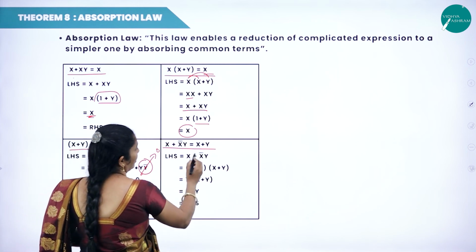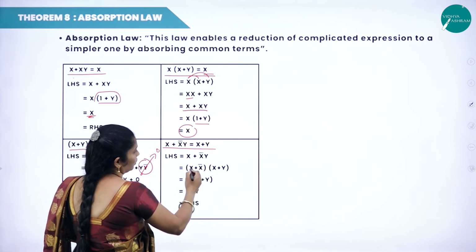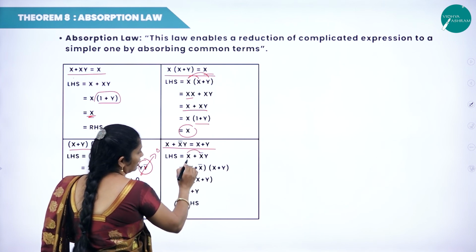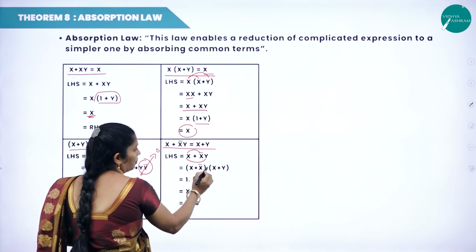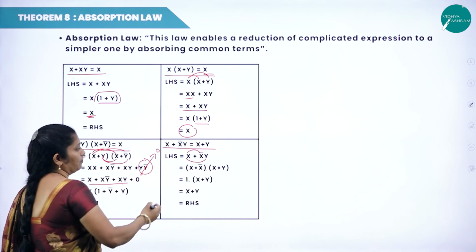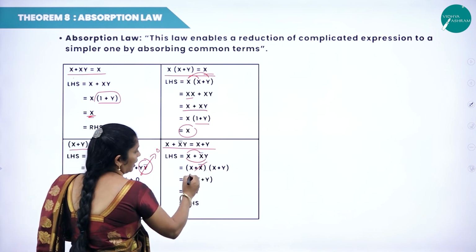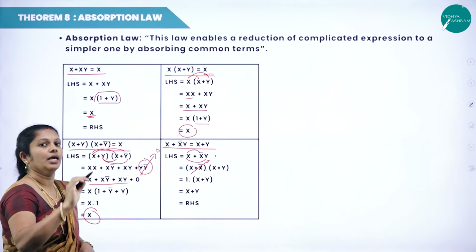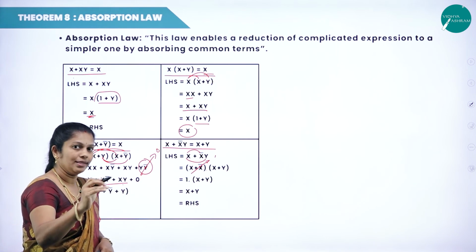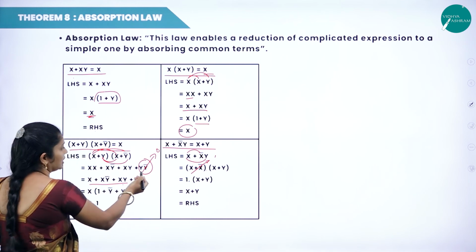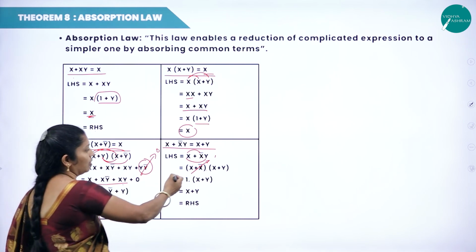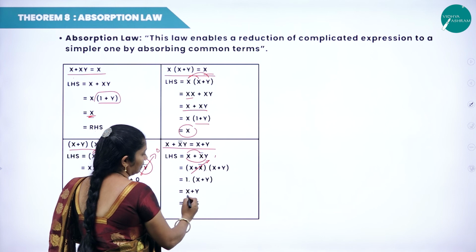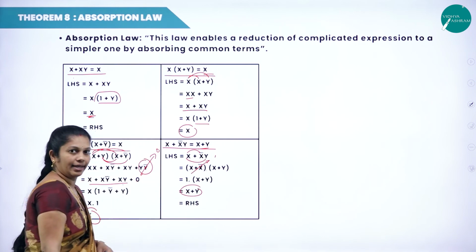In the same way, here x plus x bar into y. Then once again what I will do, (x plus x bar) in the same way (x plus y). First this one and then once again with this one I will perform the dot operation by using the distribution law. Then here 1 plus x bar is nothing but 1. This is the complementarity law. The complementarity law states that x plus x bar equals 1. In the same way, x into x bar equals 0. Here also I am using the complementarity law. Then 1 into (x plus y) is nothing but x plus y. This is same as your right hand side value.